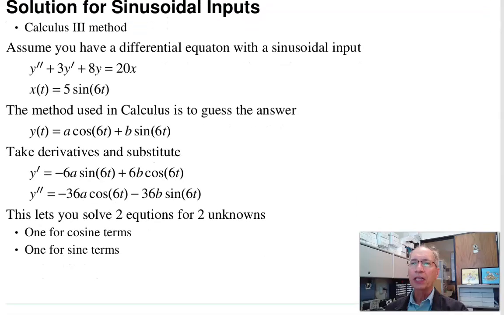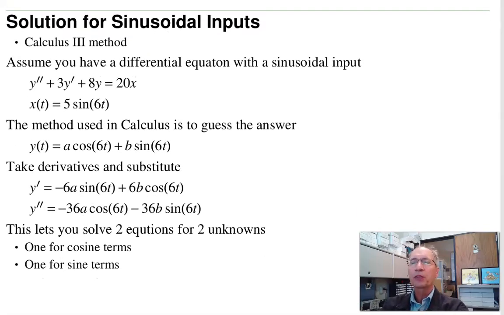Now, what we've looked at is how to solve differential equations with sinusoidal inputs. That's what we did last week. Last week we looked at using phasors. That's also covered in Calculus 3. Now the approach used in Calculus 3 is a little bit cumbersome.